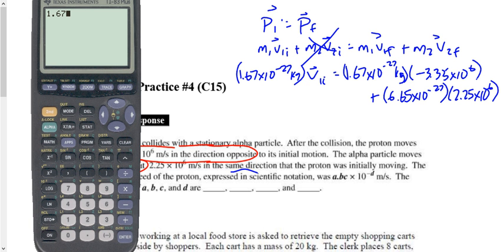1.67, second function, EE. Okay, 1.67 times 10 to the negative 27. That ties the exponent in the times 10 to the negative 27. It ties it to the base. It ties it to the 1.67.